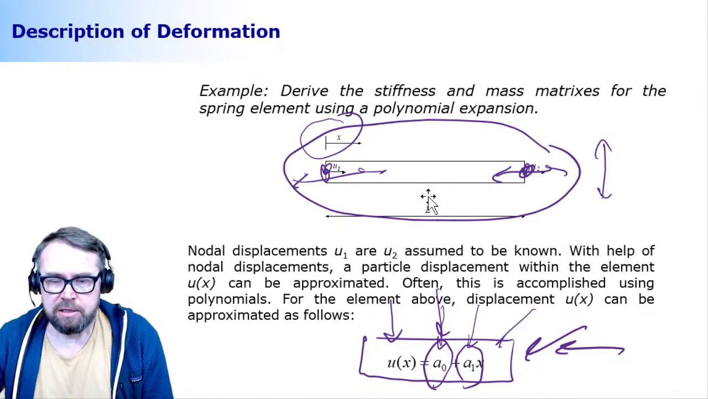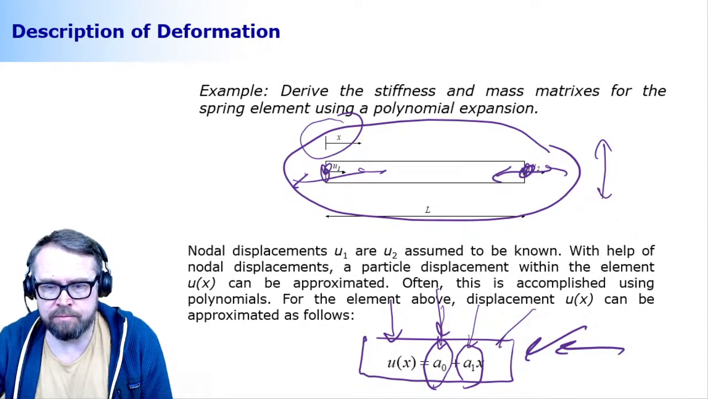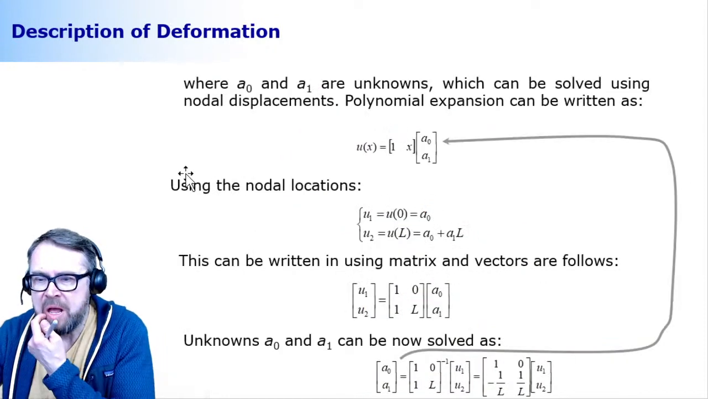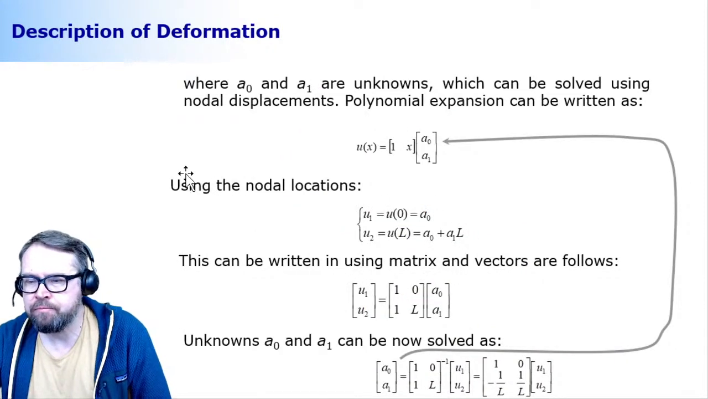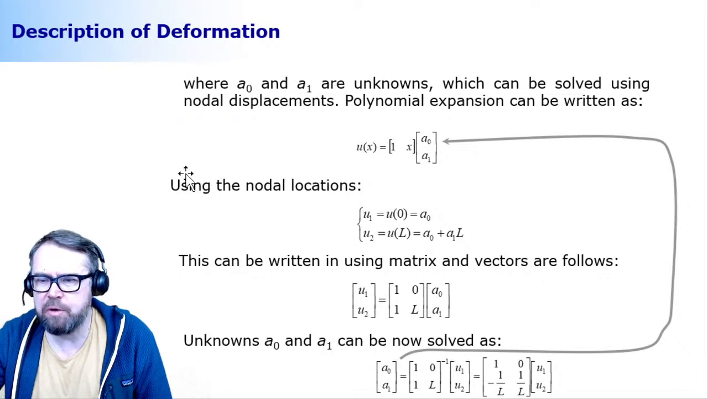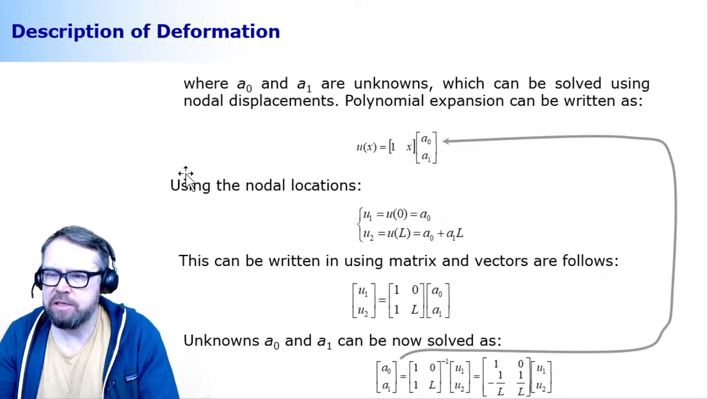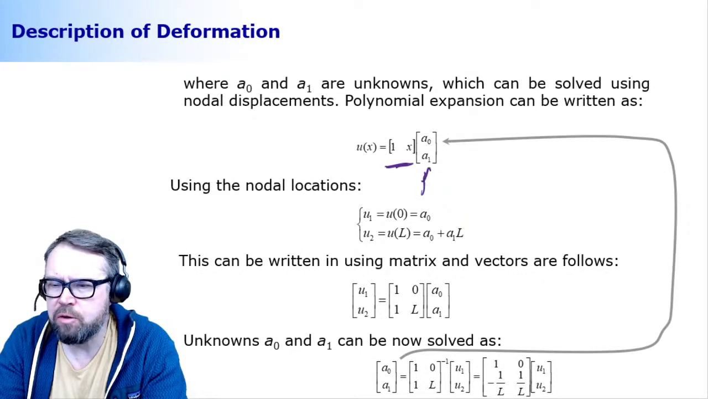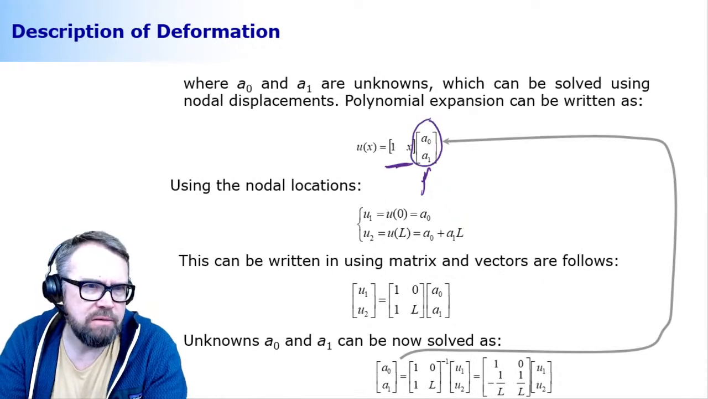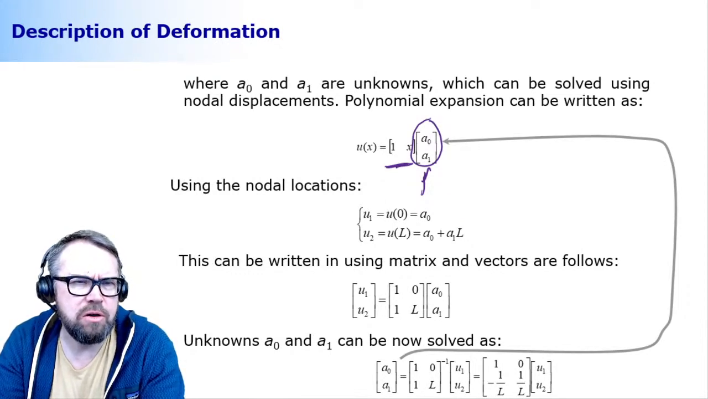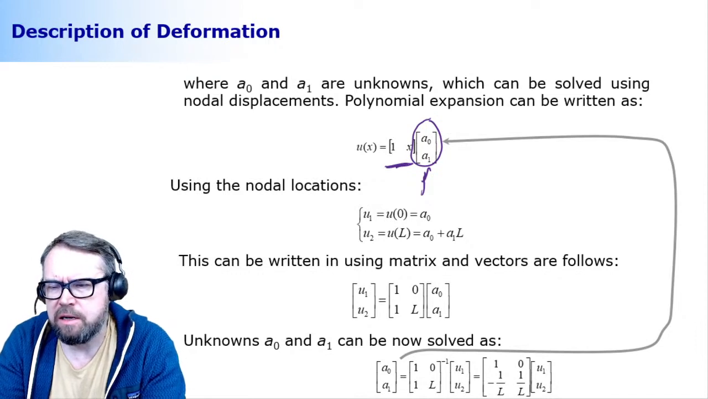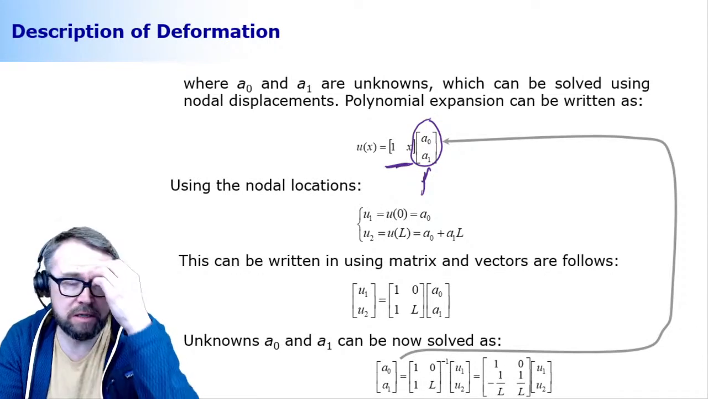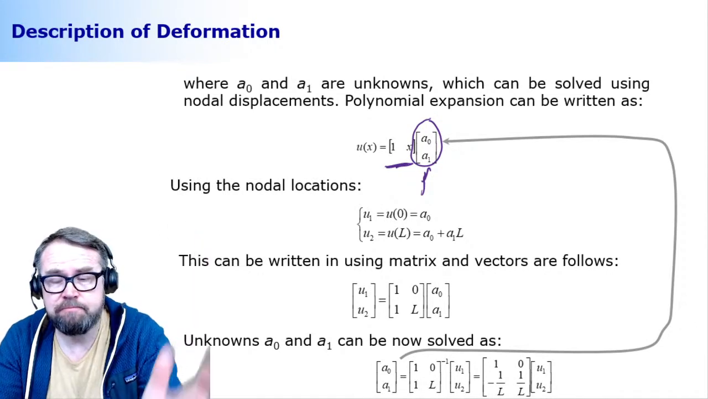All right. So how does this go then? Well, first of all, I'm going to express my previous equation by using two vectors. So I have my 1 and x, and then my unknown polynomial coefficients. Keep in mind, this is what I'm solving here. But I'm going to convert these unknowns to be expressed by using nodal displacement.